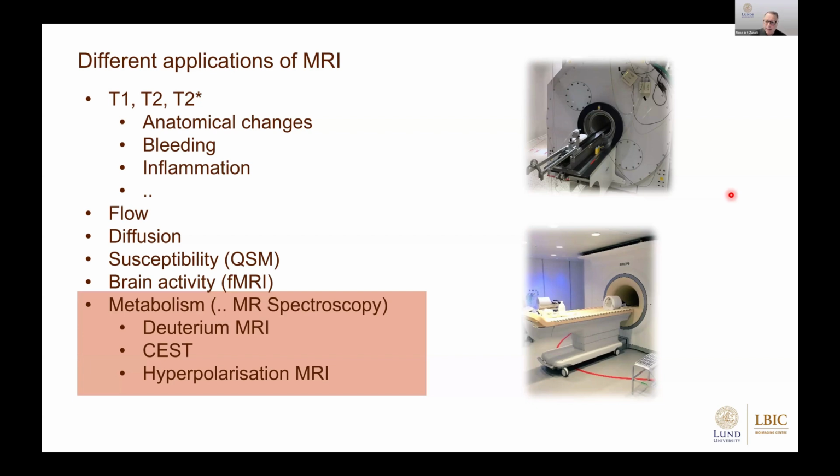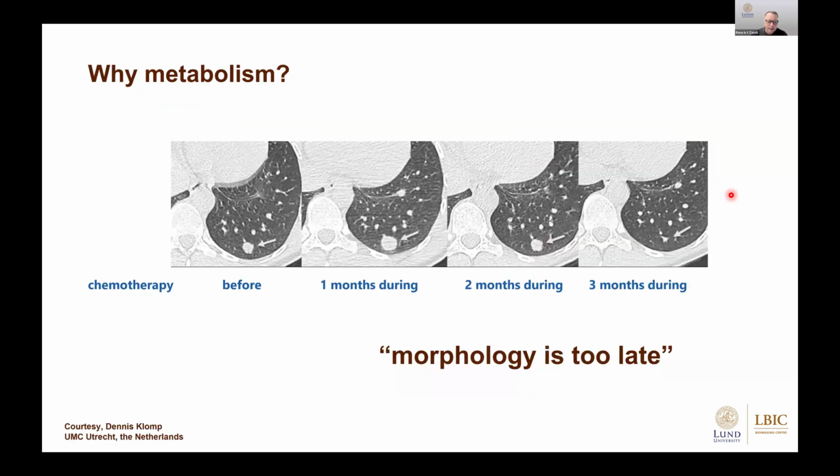The question that will arise is then, why do we do metabolism? And this is a slide I got from Dennis Klomp from Utrecht in the Netherlands. I think it's a very nice image where you can see CT images before chemotherapy and 1, 2, and 3 months during the treatment. And if you look at the imaging, you see the tumor is growing, and even after 2 months, it's probably still the same size as before the treatment started. And at 3 months, it's suddenly kind of gone in these images.